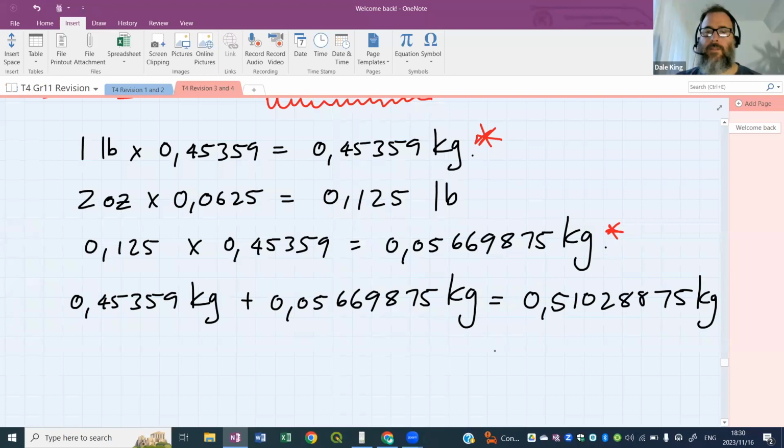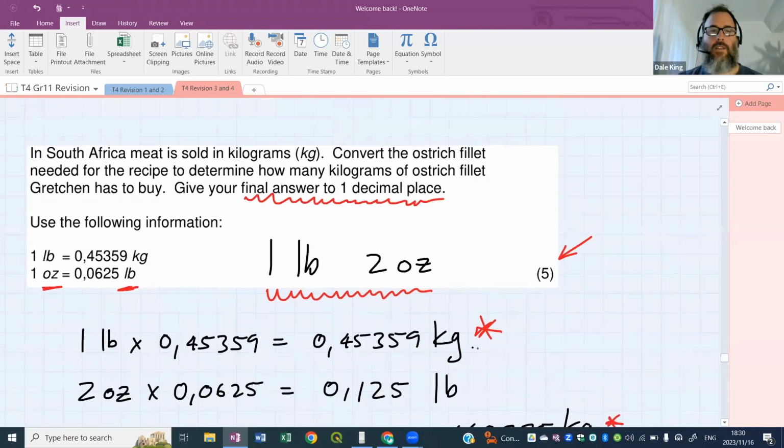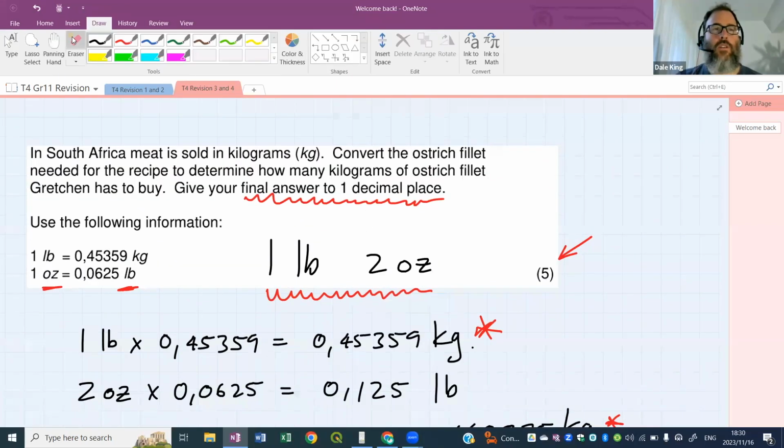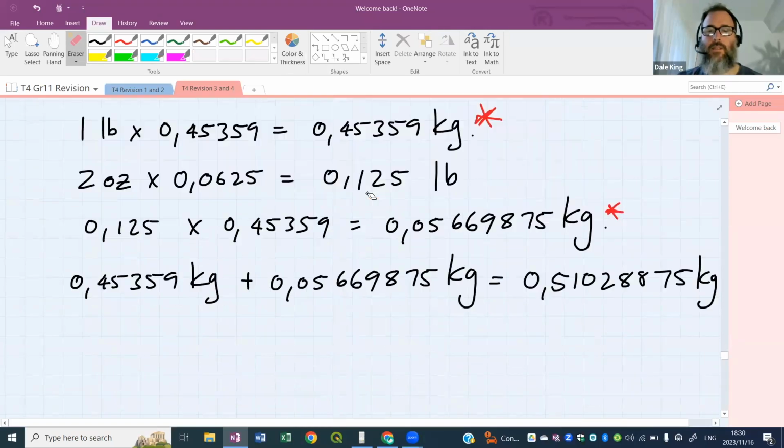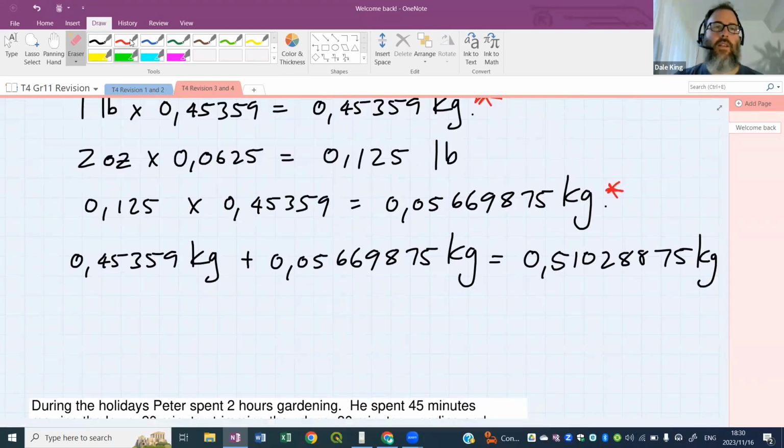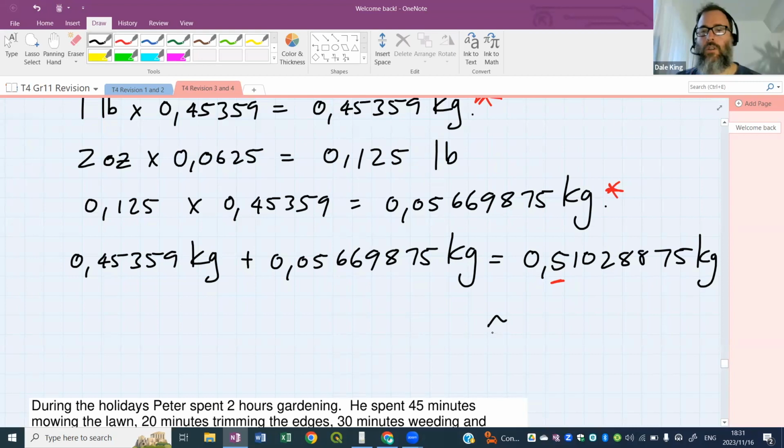What do we have to do still? We have to take the final answer and then round it off to the last decimal place. They say here in the question, round the final answer to 1 decimal place. So in our number, we're looking at this first decimal, which is the 5. Will it change?